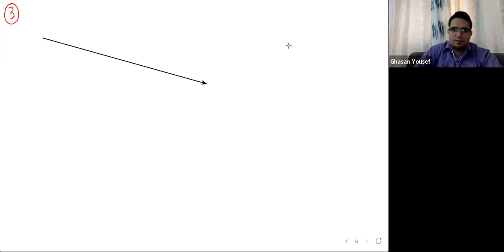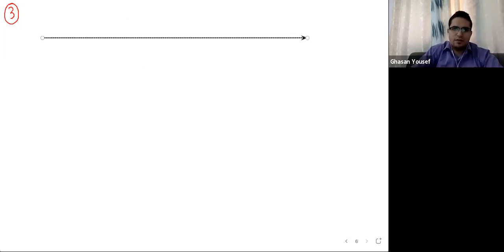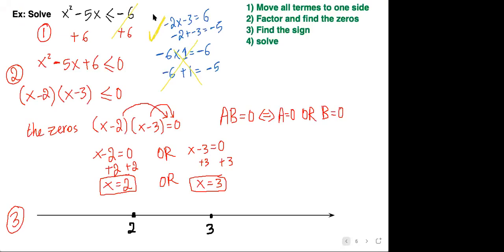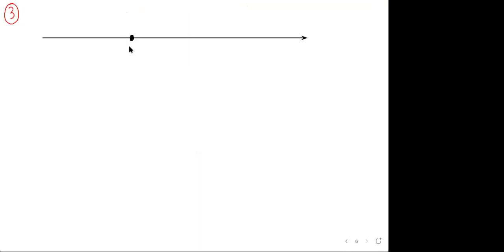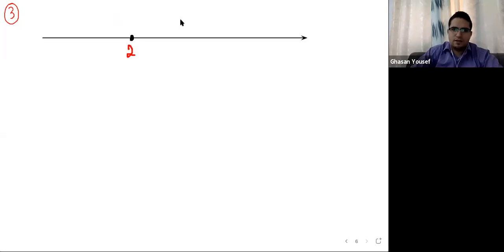Here, number 3. So we have to draw the line again. This is the line, and we have to put the zeros on this line. What is the first zero? Is it 2? Yes, 2 and 3. Here's 2, and the second zero is 3.